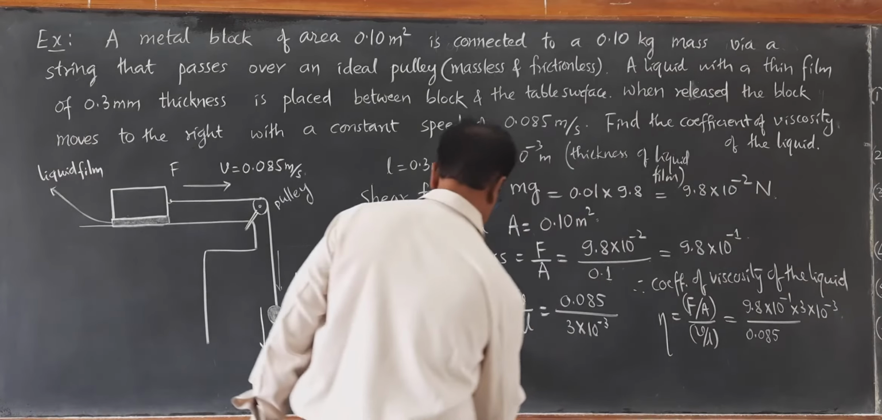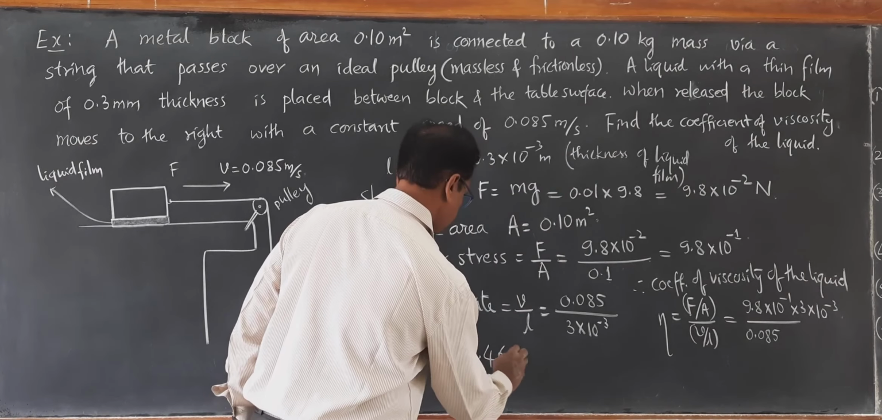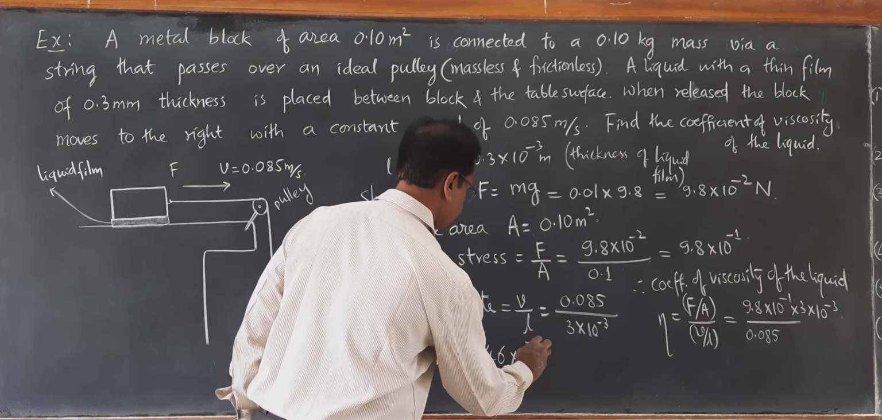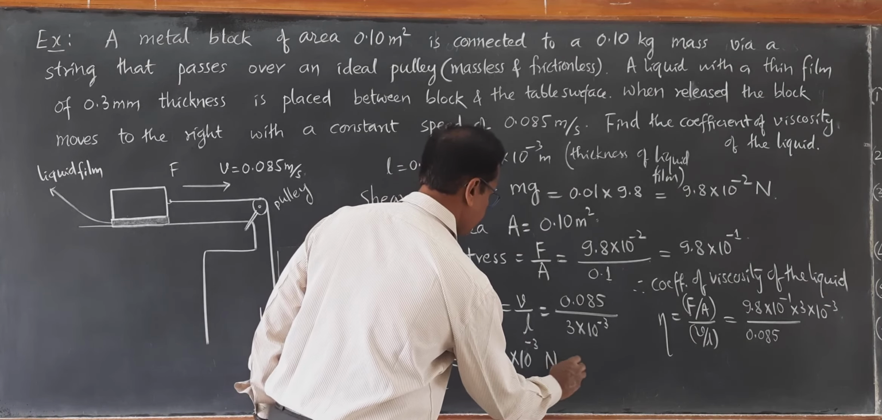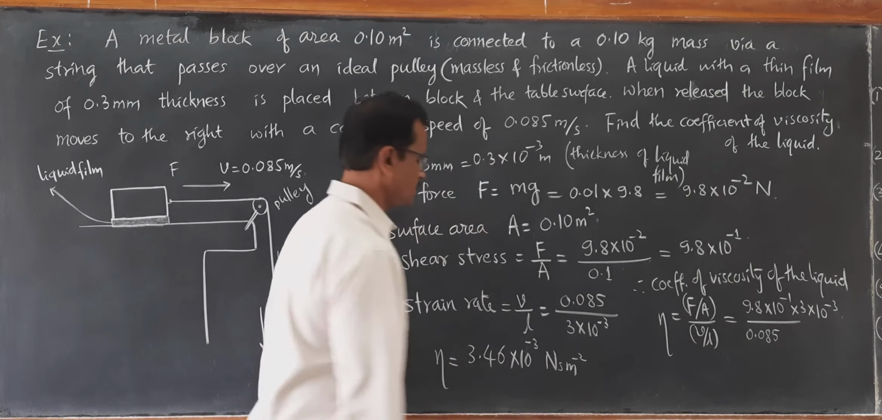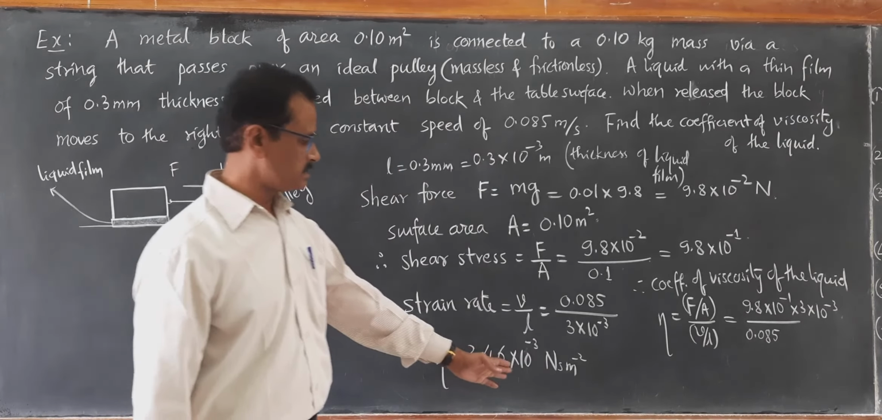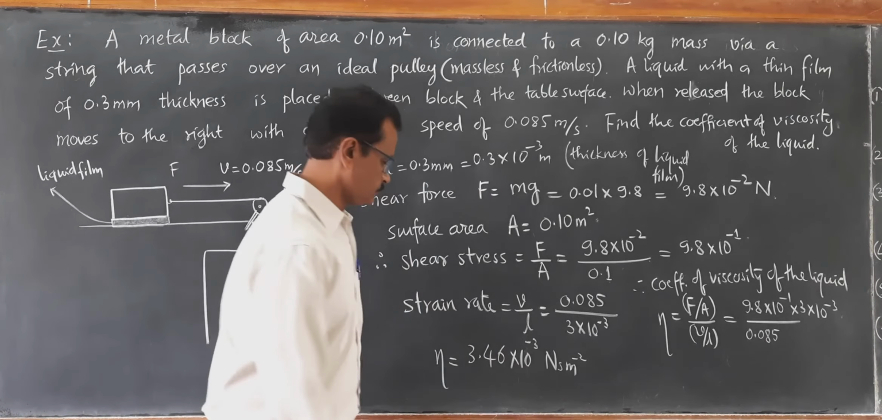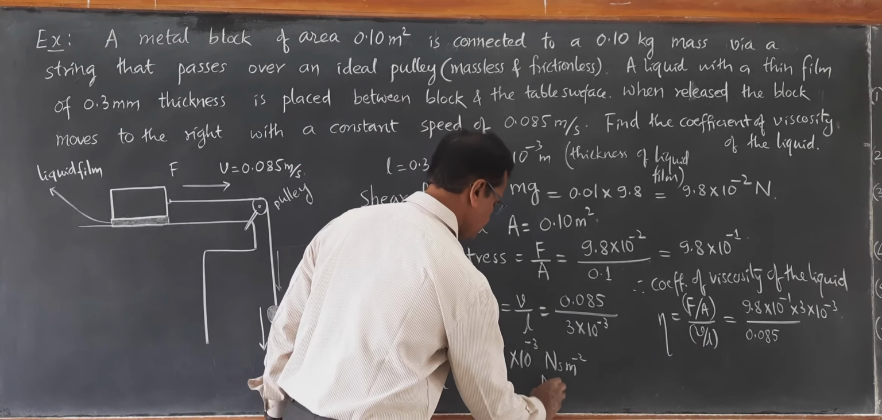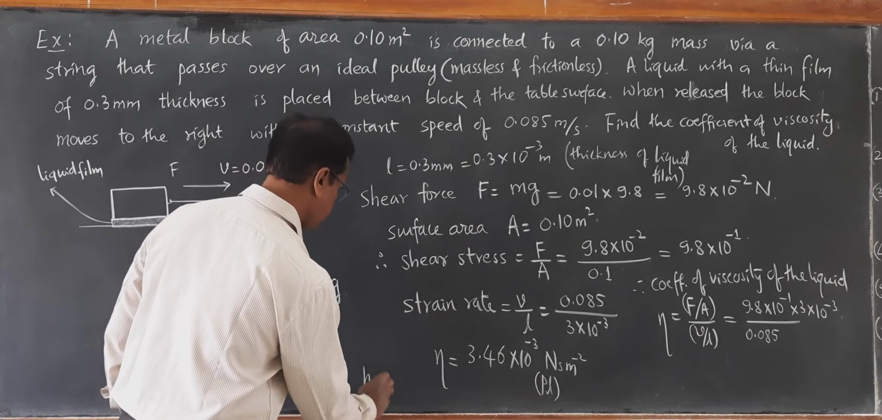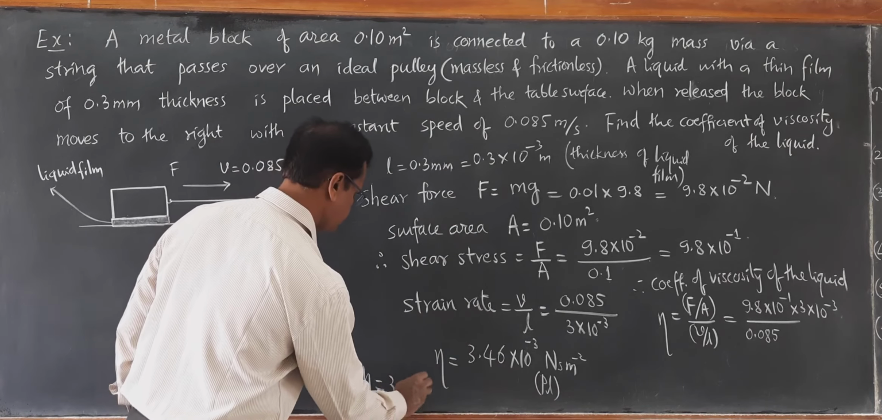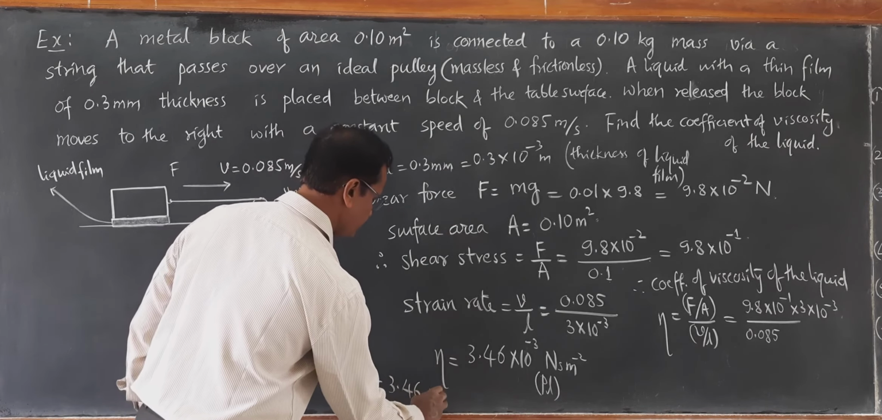It is 3.46 into 10 raised to minus 3 Newton second per meter square. Newton second per meter square is Poiseuille. Or you can write directly eta equal to 3.46 milliPoiseuille.